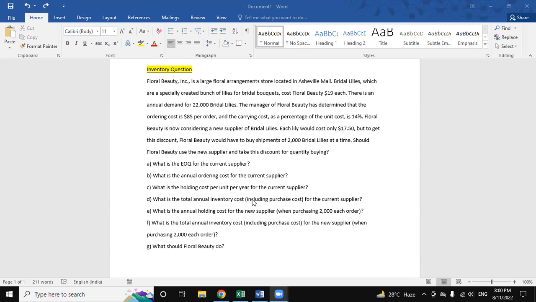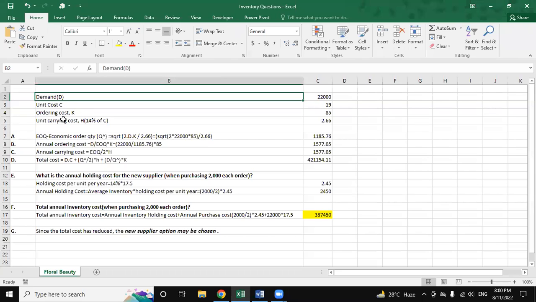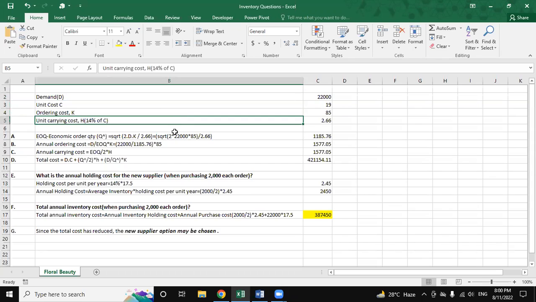So I have provided the solution in Excel itself using the formulas. So let me show you the Excel. So here, we have taken D as a variable for the demand, C as the unit cost, K for the ordering cost, and H for the unit carrying cost. These are all values that we have derived from the question itself. And the unit carrying cost is 14% of C, that is 2.66.